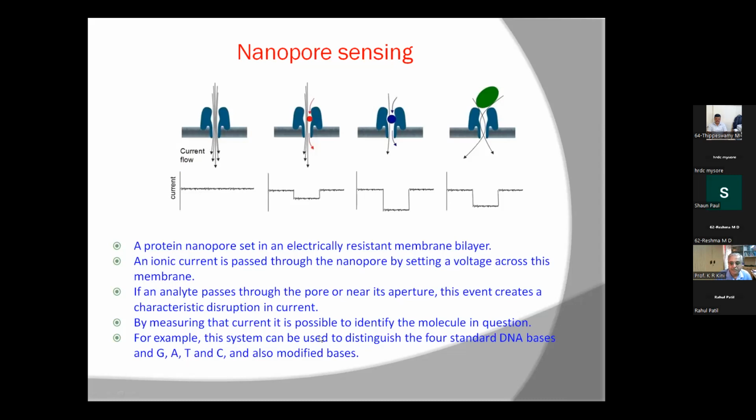So this system can be used to distinguish the 4 standard bases, G, A, T, C, and also the modified bases. So when the bases are coming through one by one, this can detect the disruption in the current, and can detect what kind of base is passing through. That is the basis of the nanopore sensing.